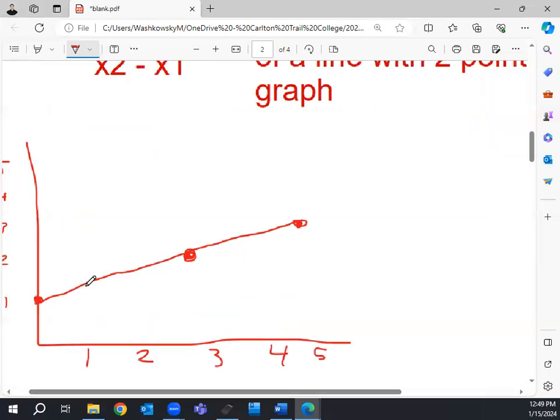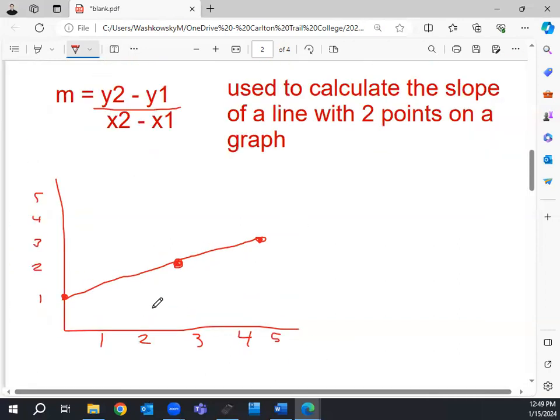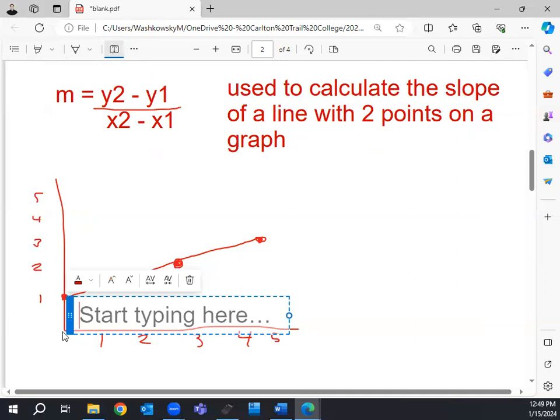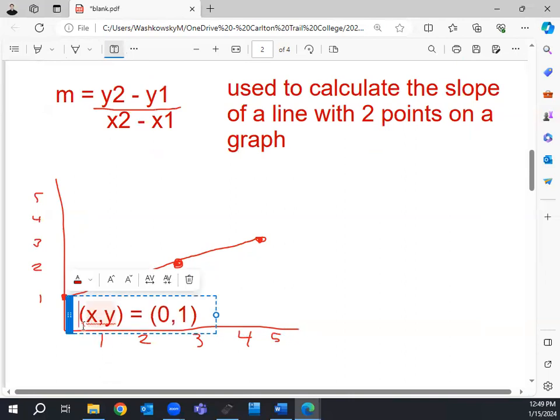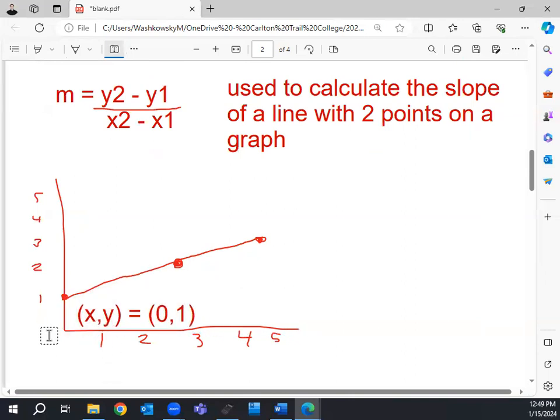So first off, I'm going to find 2 points on here. This first one here, the coordinates of this one are 0, 1. The x is going to be 0 and the y is going to be 1, because we always go x and then y, right? So in this case, it is 0 and 1.